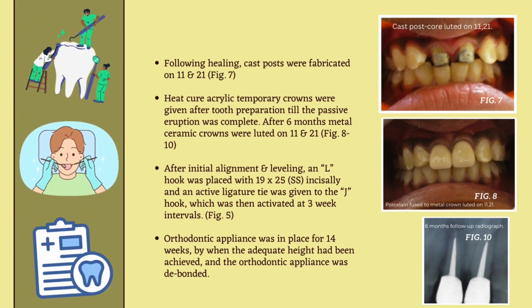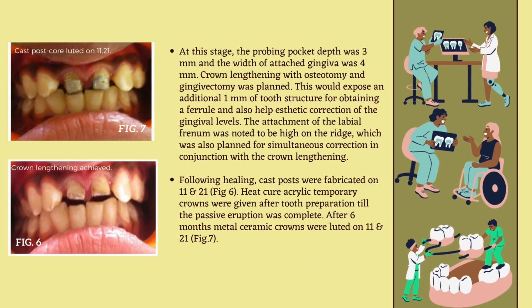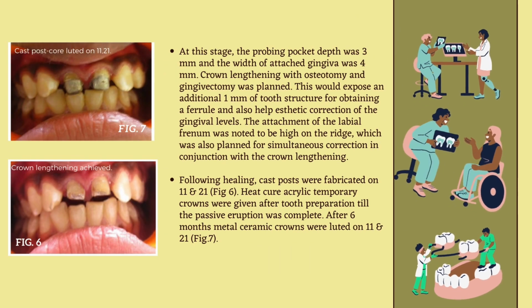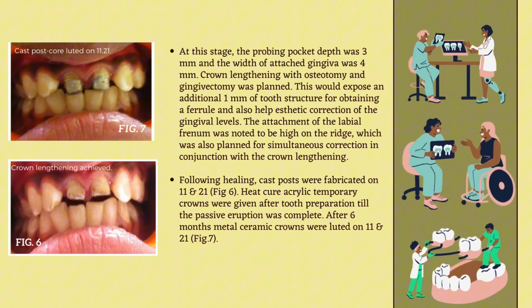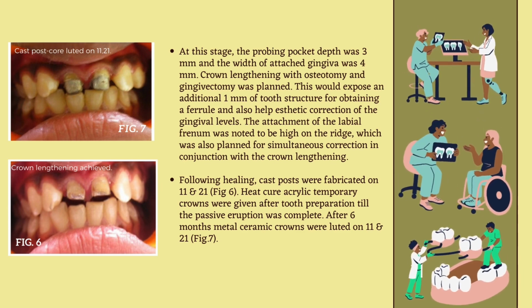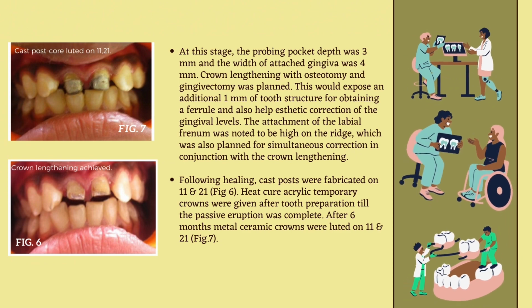orthodontic appliance was debonded. At this stage, the probing pocket depth was 3 mm, and the width of attached gingiva was 4 mm. Crown lengthening with osteotomy and gingivectomy was planned.